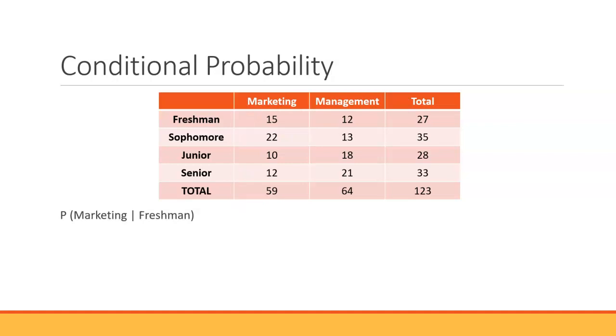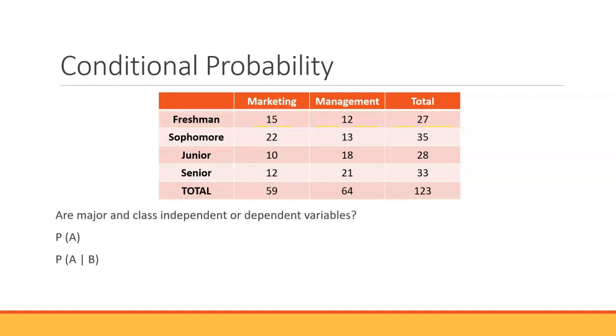Now, let's find the probability of a marketing major given that they're a freshman. So now the population that we care about is just the freshmen. Again, there's 15 of them. But instead of going 15 out of 59, we're now looking at 15 out of 27, because we are dividing it by the total number of freshmen. So 15 out of 27 gives us 0.55.